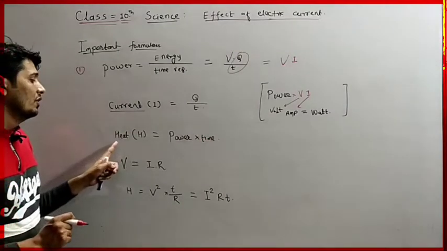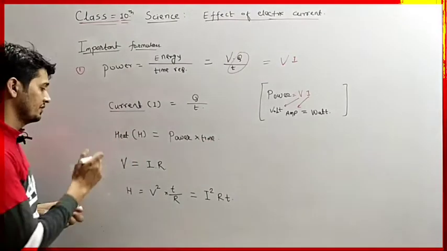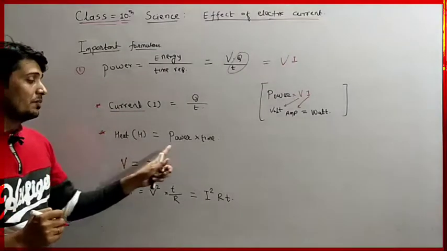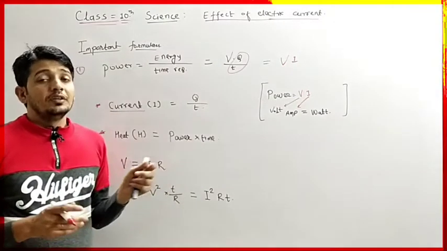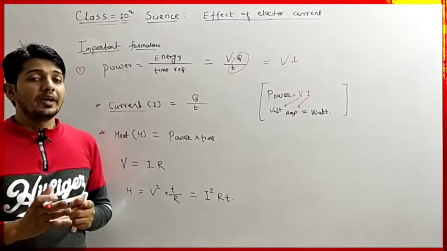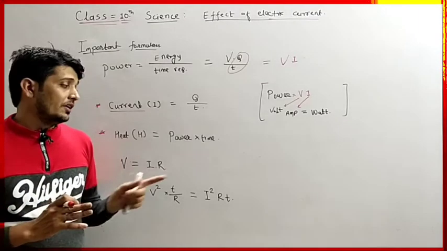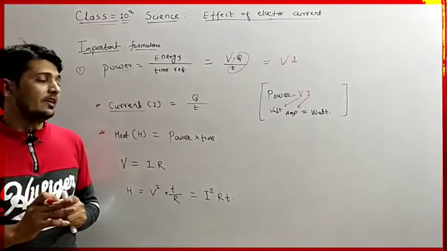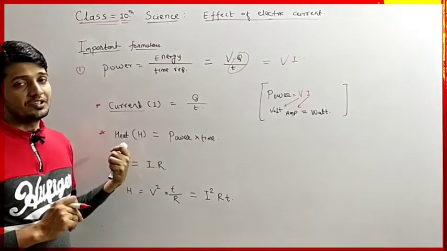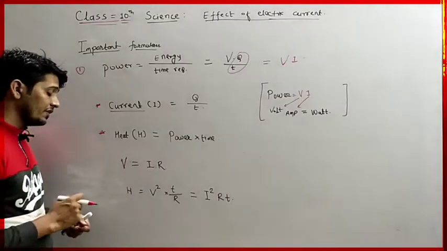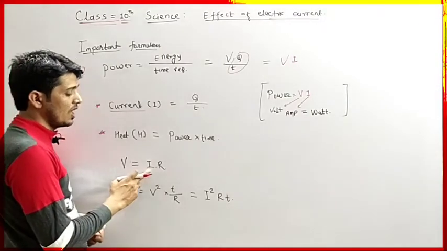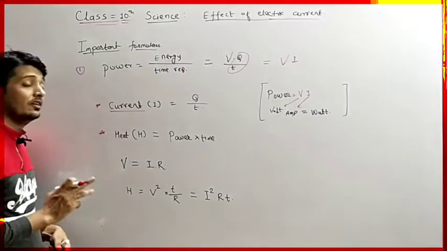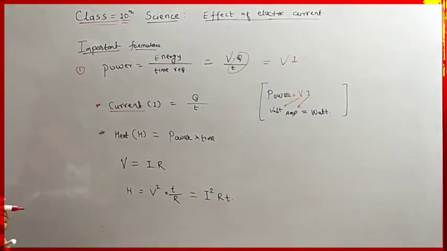Then we have the formula for heat. So heat is nothing but power into time. So how much power is consumed by the electronic device, multiplied by the amount of time required, is nothing but the heat energy. Okay. Then we have potential difference equals I into R. I is nothing but current and R is the resistance of the conductor.